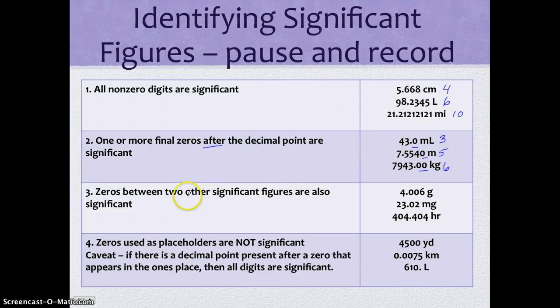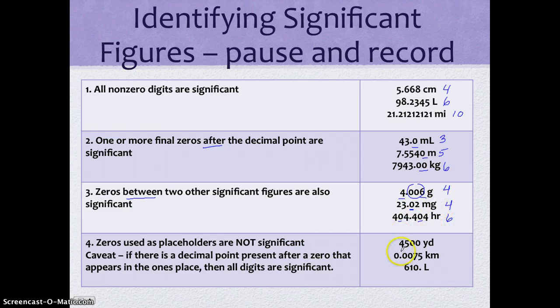Our third rule, zeros between 2 other significant figures are also significant. So here all we have to do is look for the non-zero digits. We have 2 of those. And these 2 zeros are between, so that means they're significant. So we have 4 significant figures here. This 0 is between non-zero digits, or digits that are significant, so that means that all of these digits are also significant. And then the same thing here. The zeros appear between other non-zero digits, which are significant, so everything's significant.